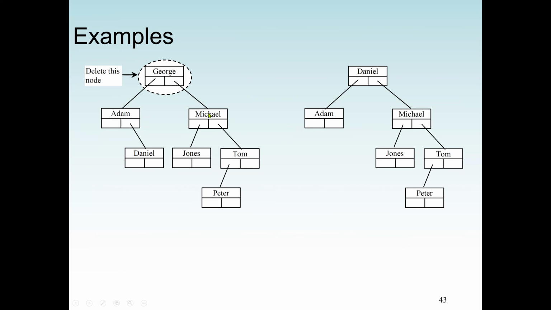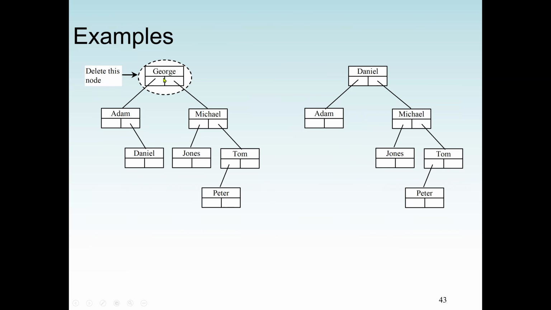So when I'm in M, J becomes left because J comes before M. T, of course, M comes before T. Now P is less than T because P comes before T. So this works the same way as BST in alphabetical order. So here they say we should delete this node George.